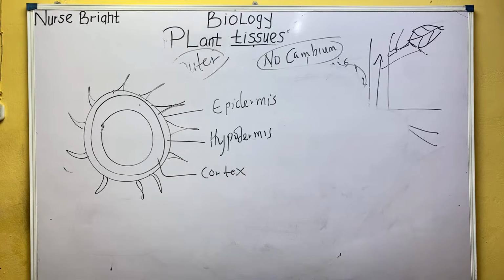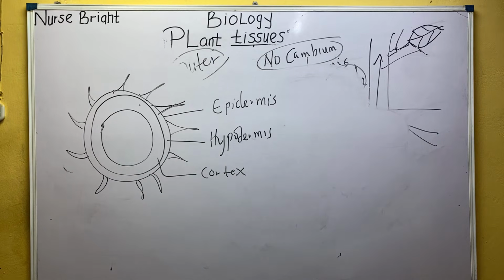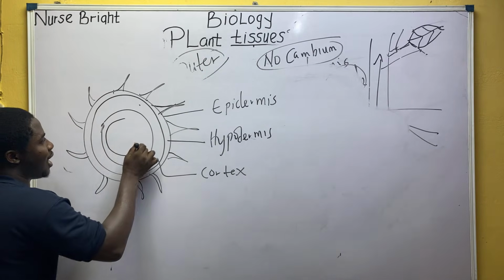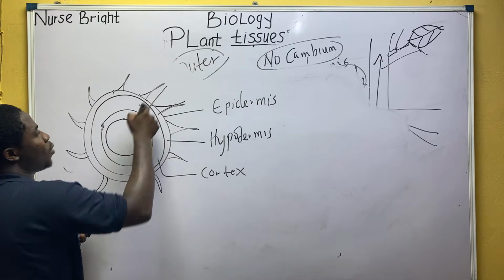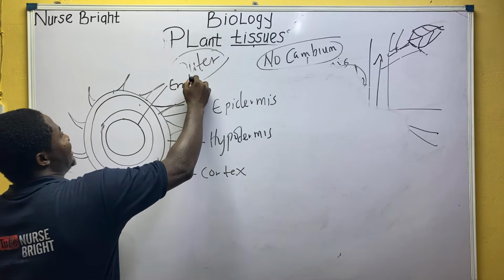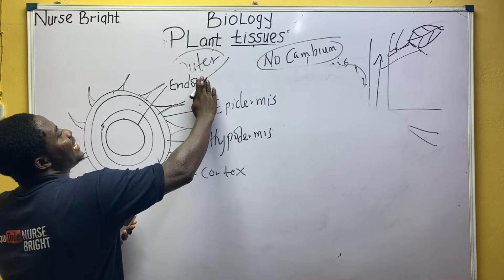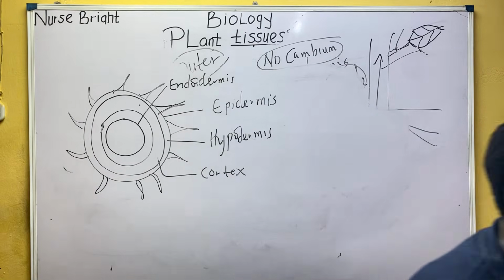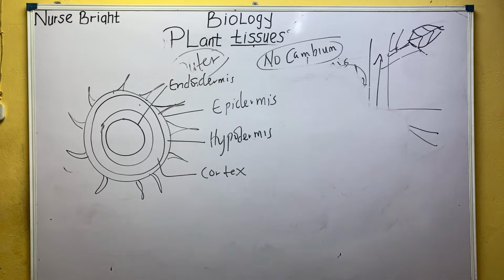After the cortex, we now have the endodermis. So everything here is cortex, and this one inside is the endodermis. Inside the endodermis, what next do we have? Very essential, because there are questions on this area. Inside the endodermis, we have the pericycle, and then we have the pith.